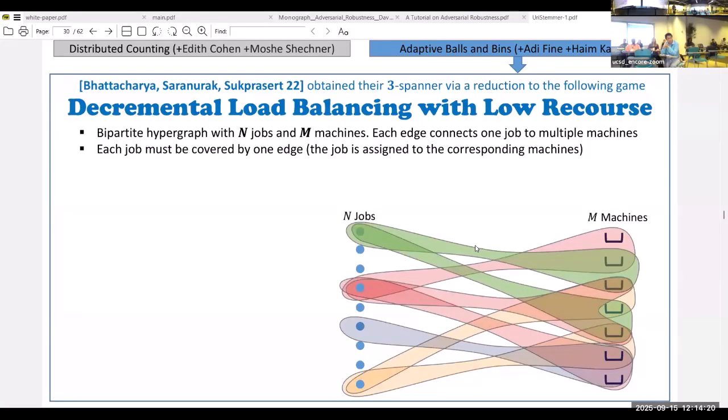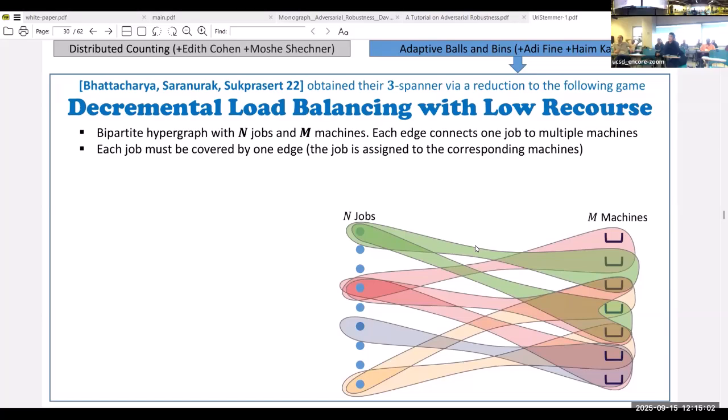Okay. And actually, the motivation comes from spanners, but the actual problem that we solved in this paper is a different load balancing problem that the previous paper reduced the 3-spanner problem to. So instead of designing a spanner, we just need to solve this load balancing game. What happens in this load balancing game? You have a bipartite hypergraph. One side is n jobs, one side is n machines. Every hyperedge here touches one job and multiple machines.